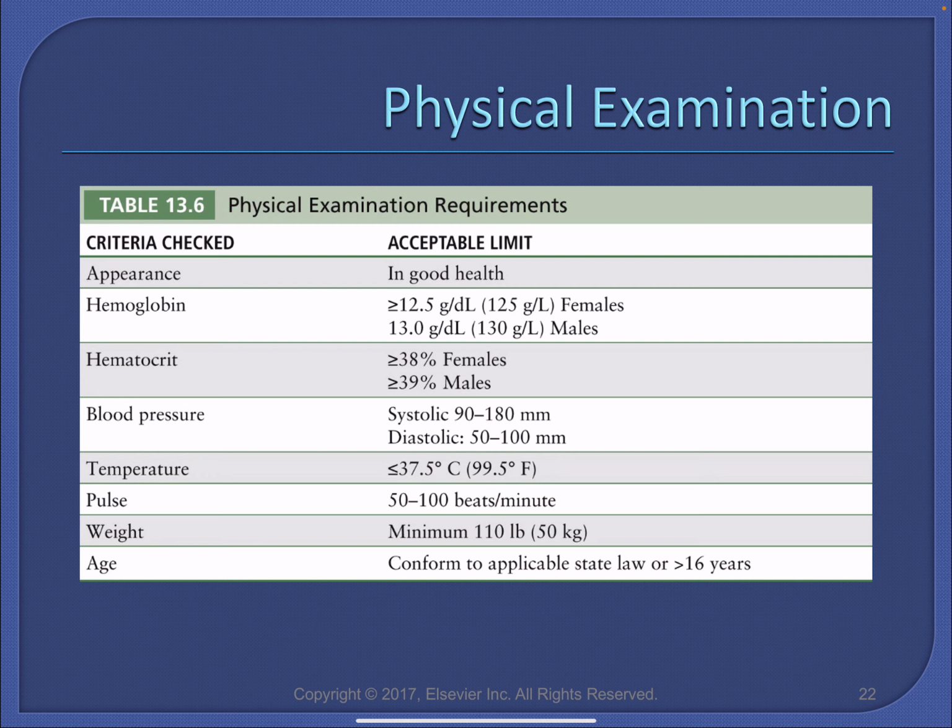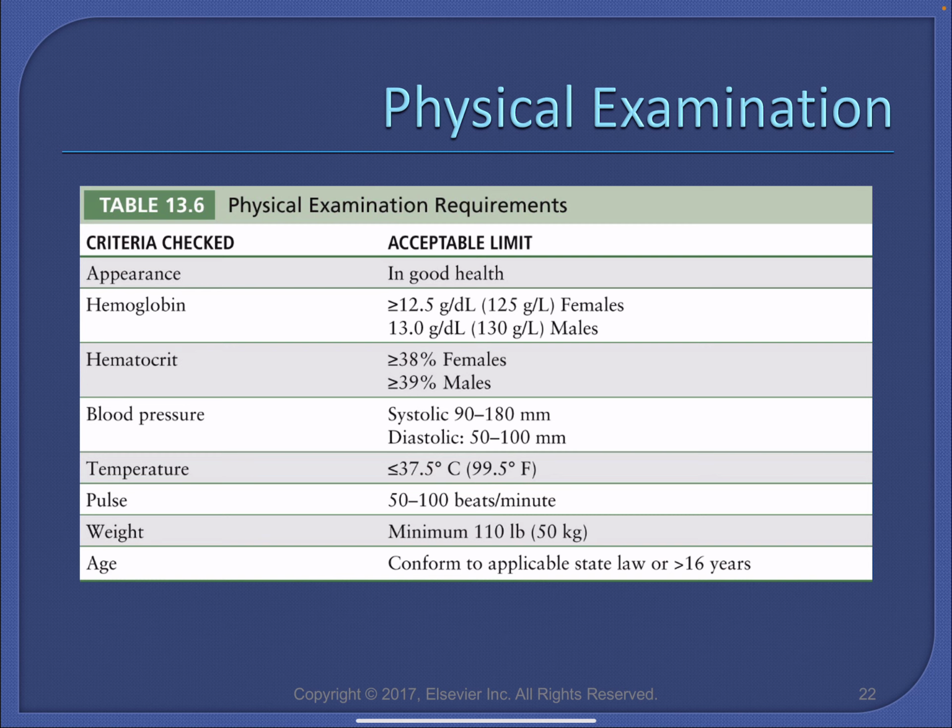We would get those by either finger stick or by a venipuncture. For whole blood allogeneic donations, males need a minimum hemoglobin level of 13 and a minimum hematocrit of 39. In females, the minimum would be 12.5 for hemoglobin and 38% for hematocrit. So it's going to be very important that we adhere to these guidelines. Blood pressure: systolic within 90 and 180, and diastolic within 50 and 100.